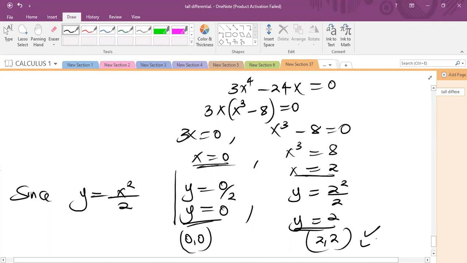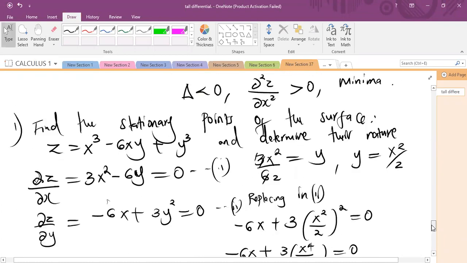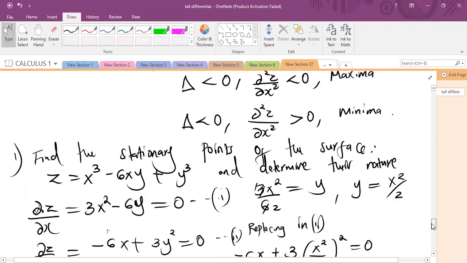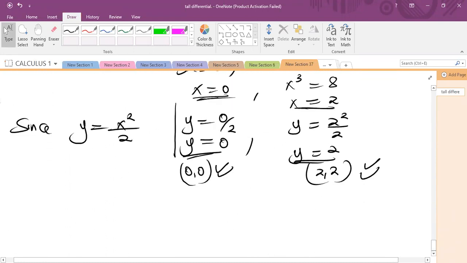We've already gotten the stationary points, which is the first step. So the next step is to determine the nature. To determine the nature, we need to evaluate the second derivatives. Now come back to z. Here, z is equal to x cubed minus 6xy plus y cubed.